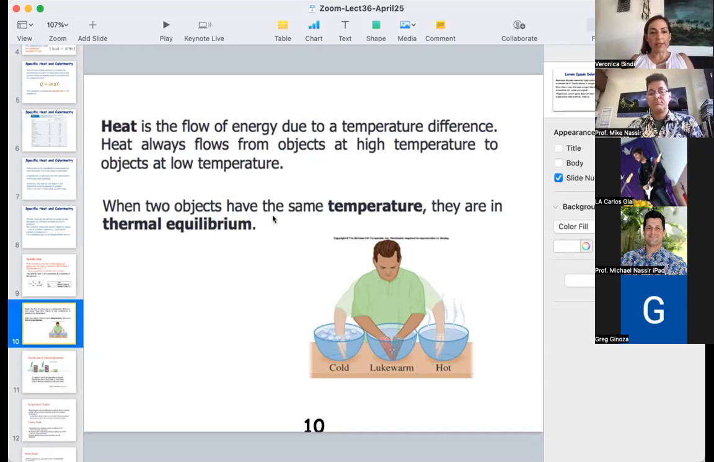And when two objects have the same temperature, there is no more exchange of heat, and we get thermal equilibrium.